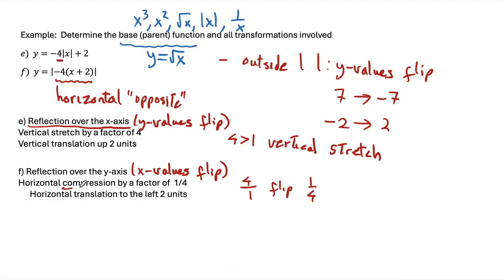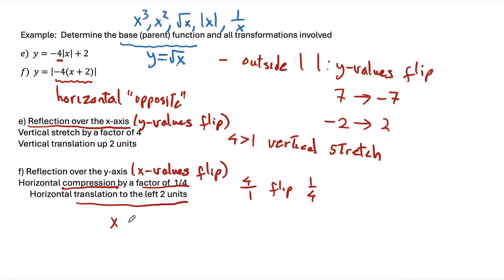So we call that a horizontal compression by a factor of a quarter. Then I have a plus 2 inside of the function. So if you were to add 2 to an x, you would be shifting it 2 units to the right. But remember, we do the opposite. We actually subtract 2. So it's going to be a horizontal translation to the left.